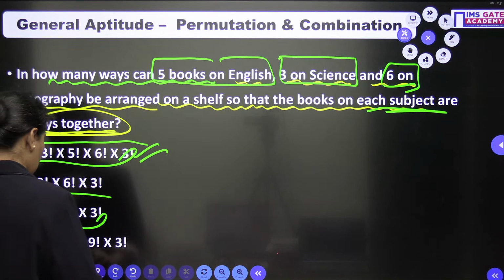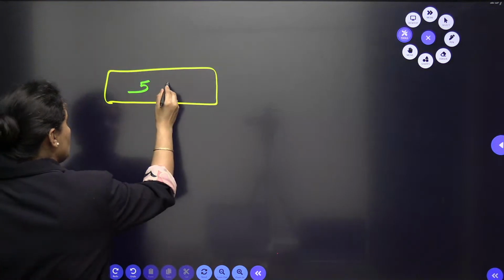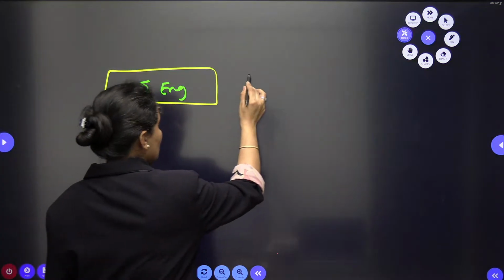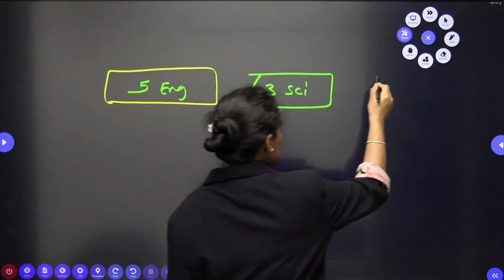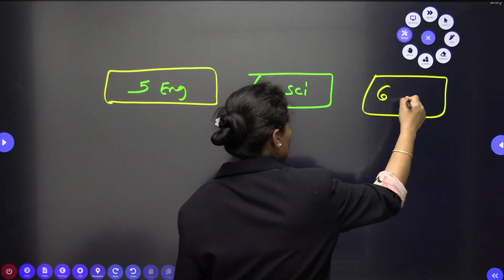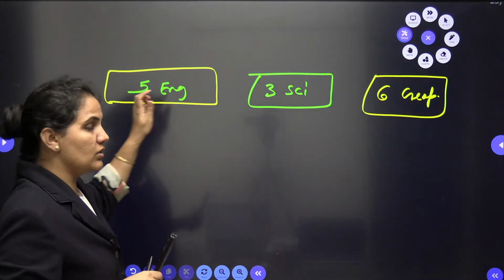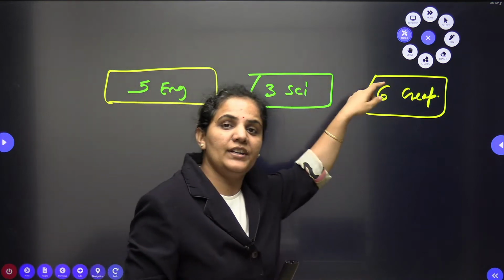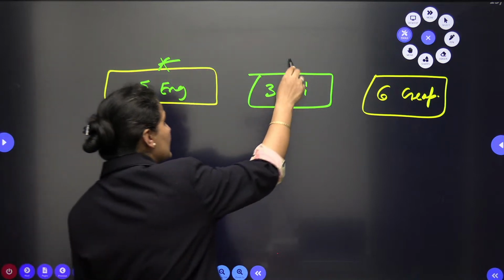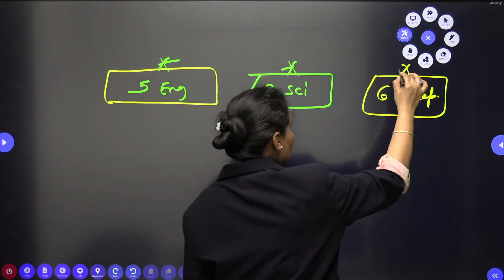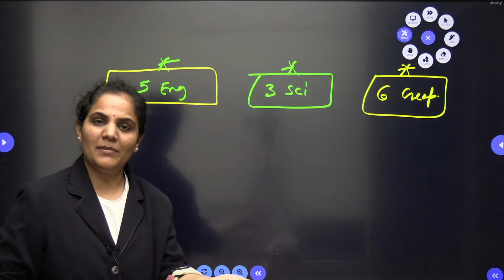Now let's read the question again. You are saying here we are having 5 books of English. Okay. Now next we are having 3 books of science. Okay. And next we are having 6 books of geography. So I can write 1, 2, 3, 4, 5, then 1, 2, 3, then 1, 2, 3, 4, 5, 6. No. I will directly write this is the bunch of English books, this is the bunch of science books, this is the bunch of geography books. So we are having 3 bunches or 3 bundles.